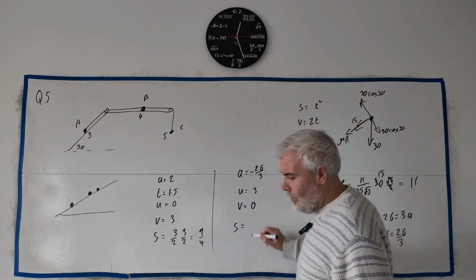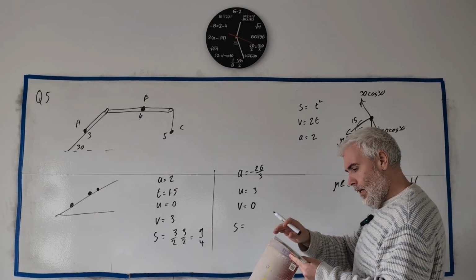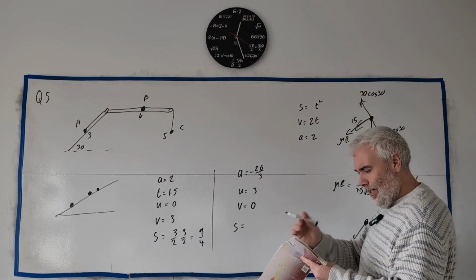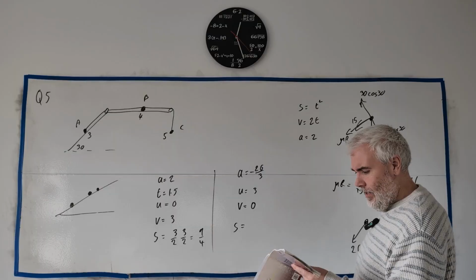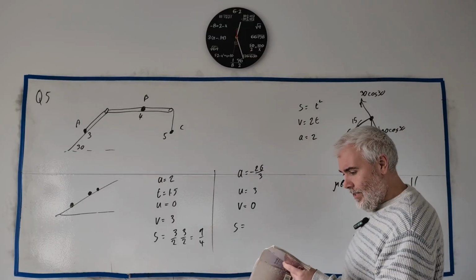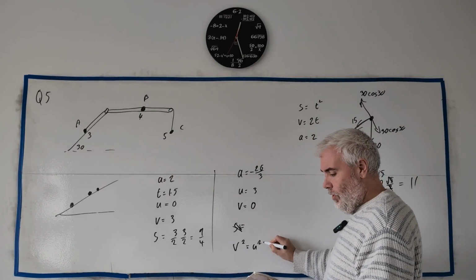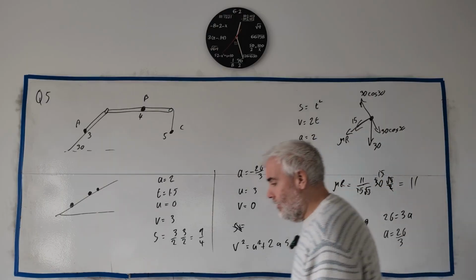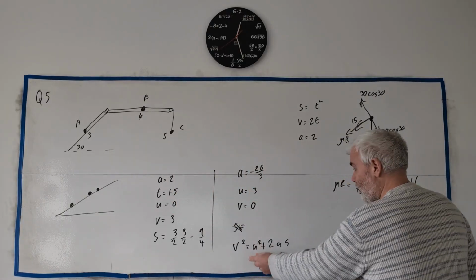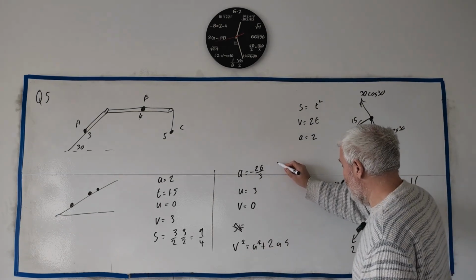Ultimately, we want S. I guess we can skip some of the others. Let's see. I'm terrible at these. Like I said, I always use the integration to do this, but there is a formula for here. V squared is equal to U squared plus 2AS. We can use that formula. We know all of this except for S.